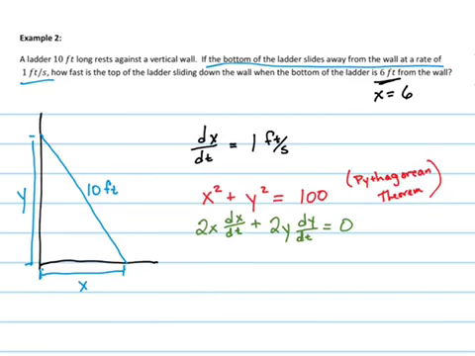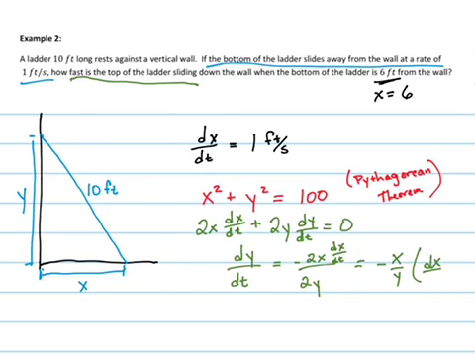Now, we want to solve this for dy/dt, and the reason is because we're looking at how fast the top of the ladder is sliding down. We're talking about a change in the y value. So if we solve for dy/dt, we get negative 2x over 2y times dx/dt, which we could reduce to negative x over y times dx/dt.